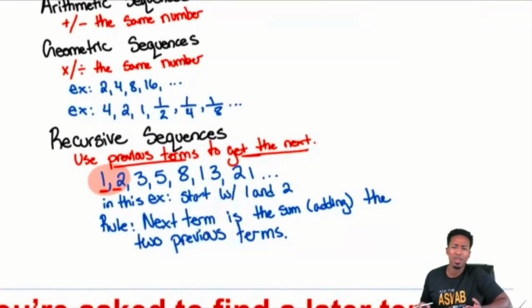But on the ASVAB, you don't have to worry about those ridiculous ones. The most you'll have is maybe something with 2 operations where you multiply the 2 previous terms and then add 1 or 2 or something like that. It's not going to be too crazy.